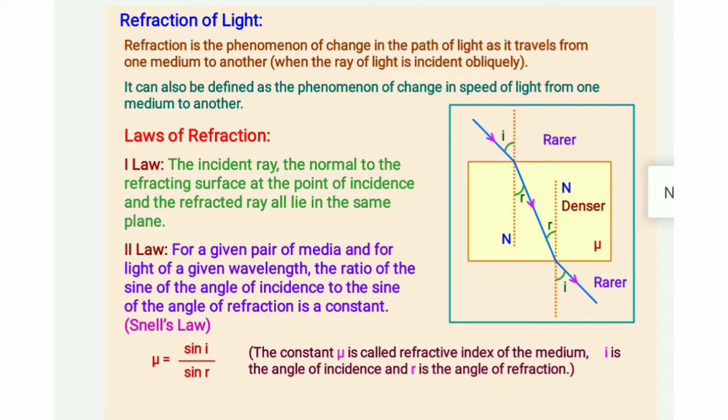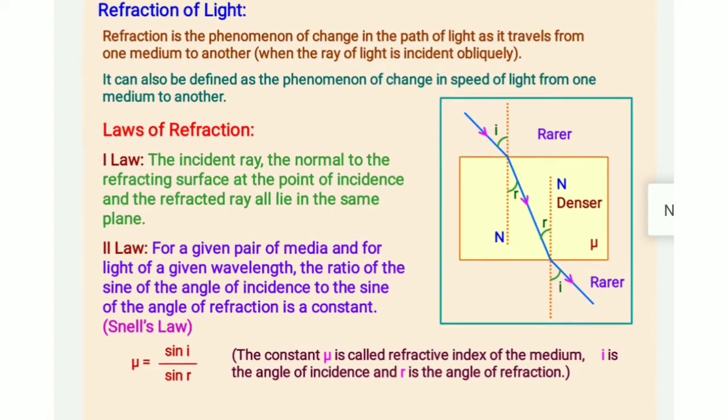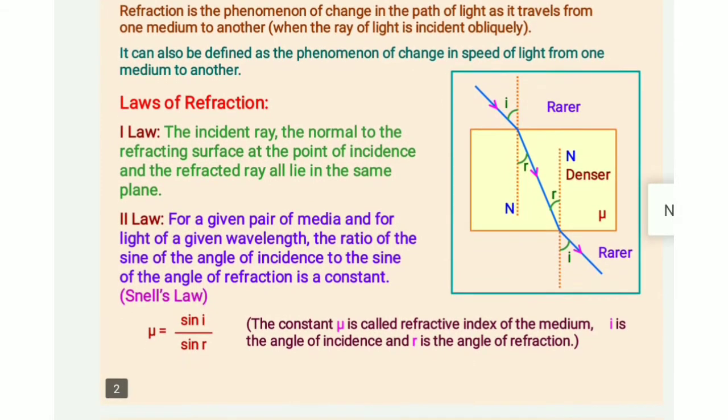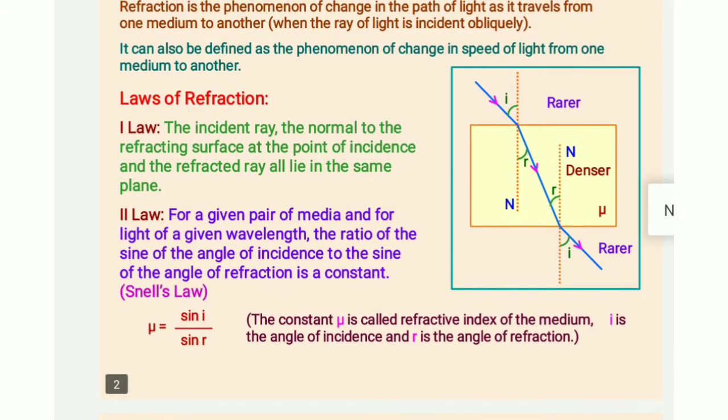So here, if you will see, we have two types of medium, a rarer medium and a denser medium. So what is a rarer medium? The rarer medium is defined as the medium which is optically rarer, where the molecules are far apart from each other. That is a rarer medium. And what is a denser medium? When the molecules are compact or very close to each other. So that is where the first law says that they all lie in the same plane.